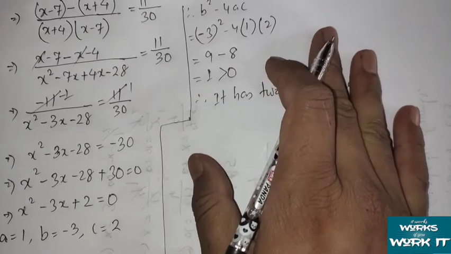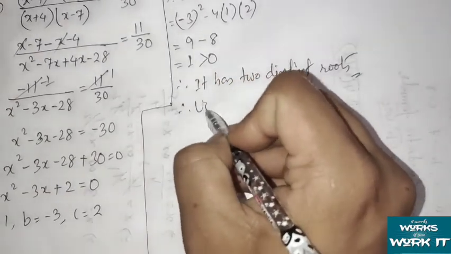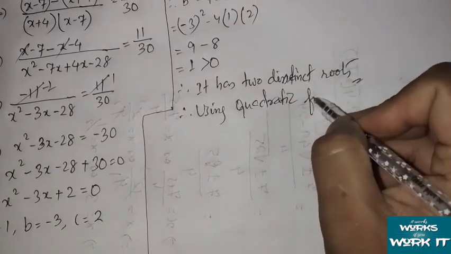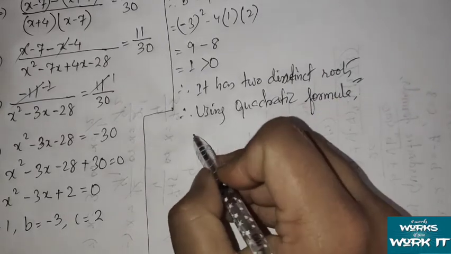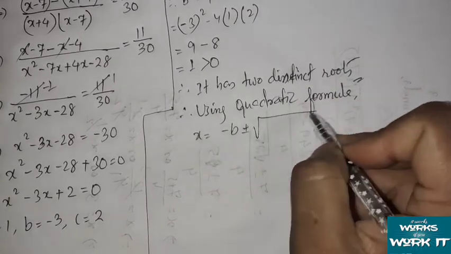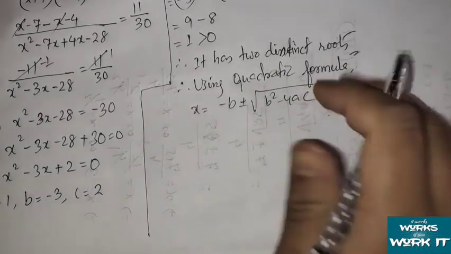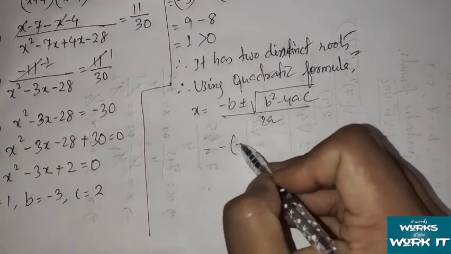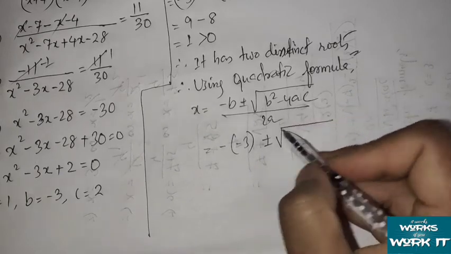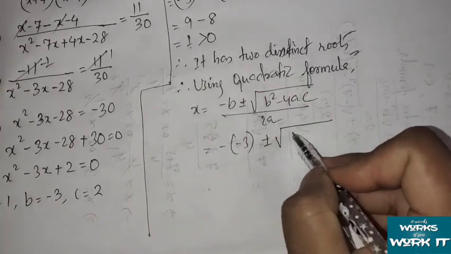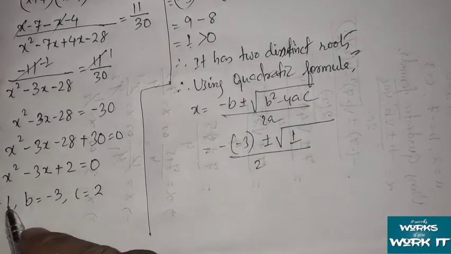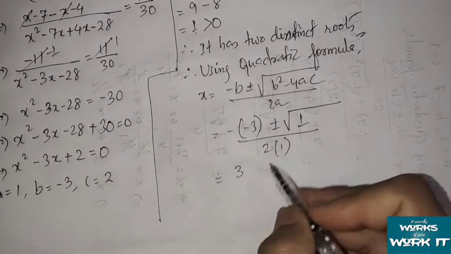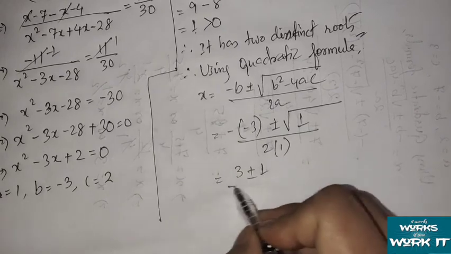Now we will solve this using the quadratic formula. Whenever such different types of equations come, try to solve with the quadratic formula. What was the formula? Minus b plus minus root over b square minus 4ac by 2a. So minus, what is b here? Minus 3, plus minus root of b square minus 4ac, which we have already got as 1. And what is a? That is 1. So it will give us 3 plus minus root 1 by 2.